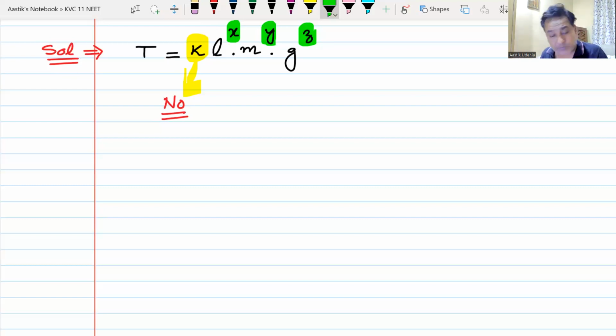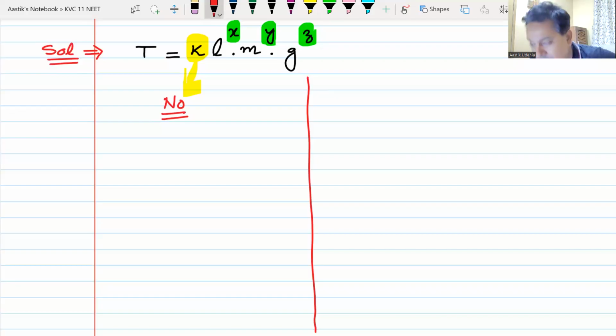The only thing we can do here is to find out the values of x, y and z. How are we going to do it? That is the next question. Tell me, how are we going to find out the values of x, y, and z? I ask you this simple question, and this simple question has a very simple answer. Yes, my dear friends. How am I going to do it? I am going to use the concept of dimension analysis.